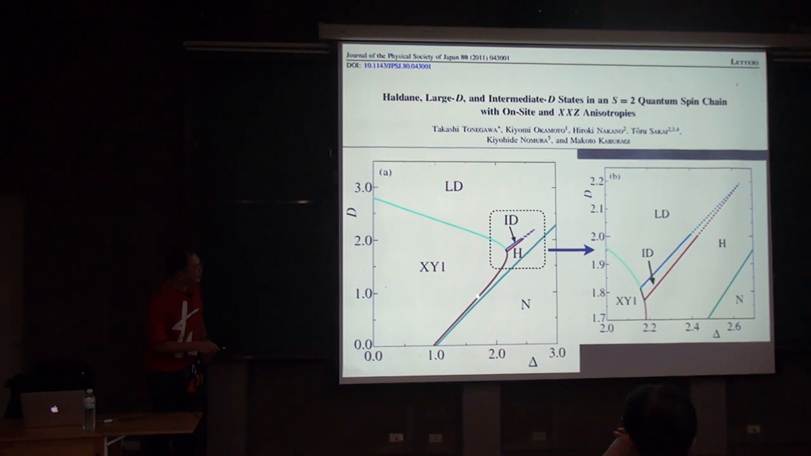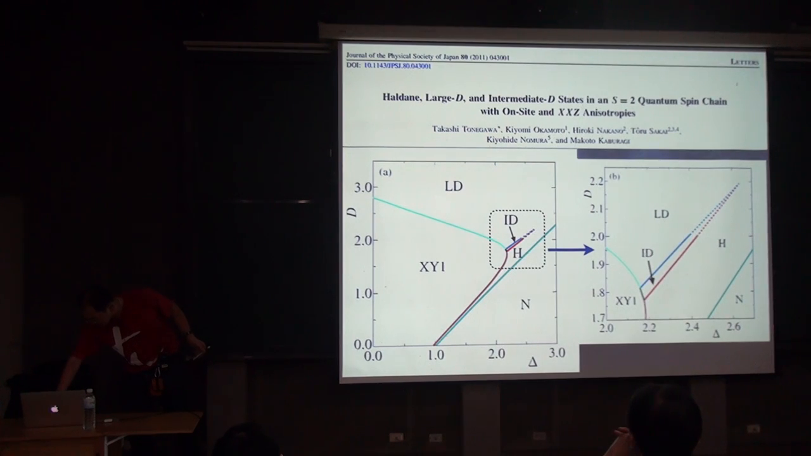But if you follow this region of Haldane phase, eventually it's smoothly connected to this large-D limit, the large-D phase. So there may still be some subtlety about this numerical result, but I think this conclusion is not wrong. So this is also confirmed numerically.